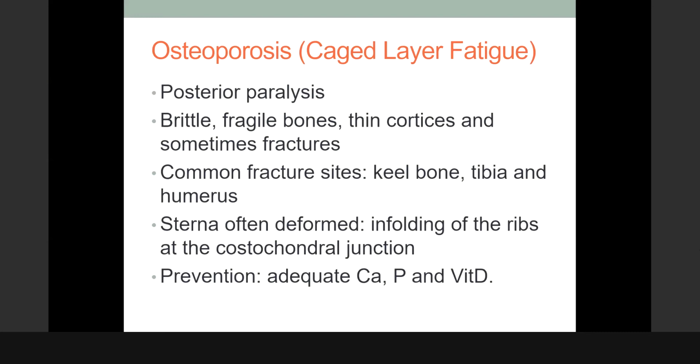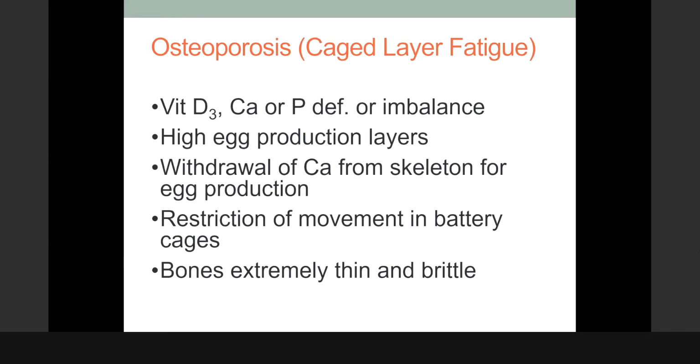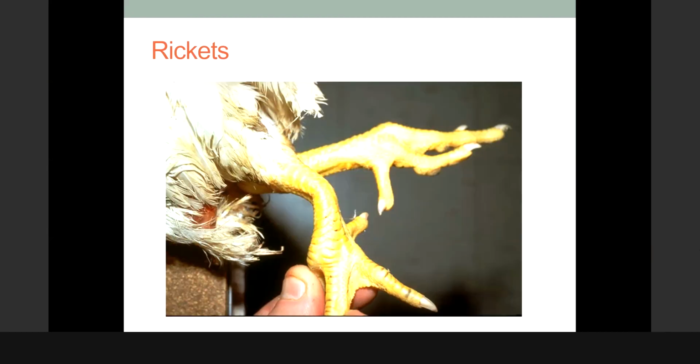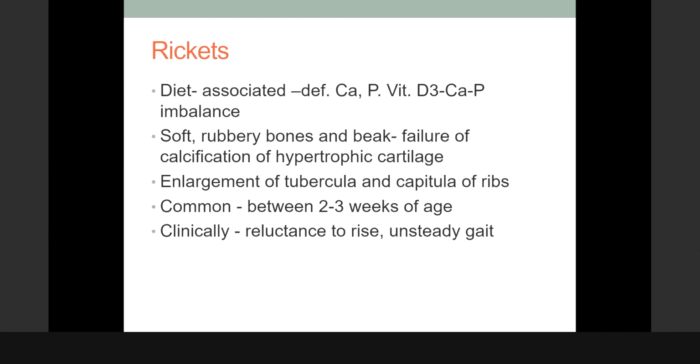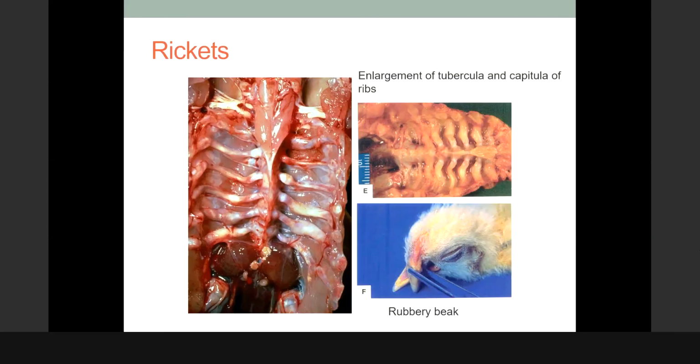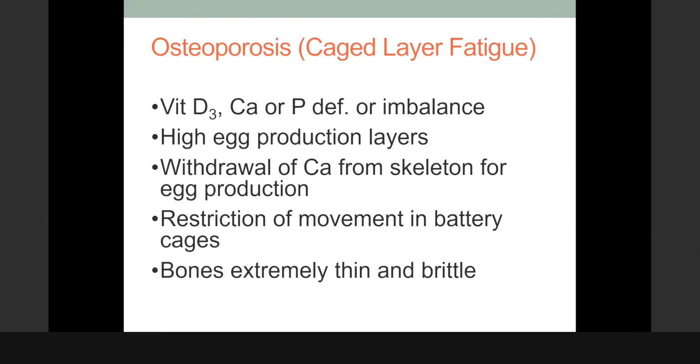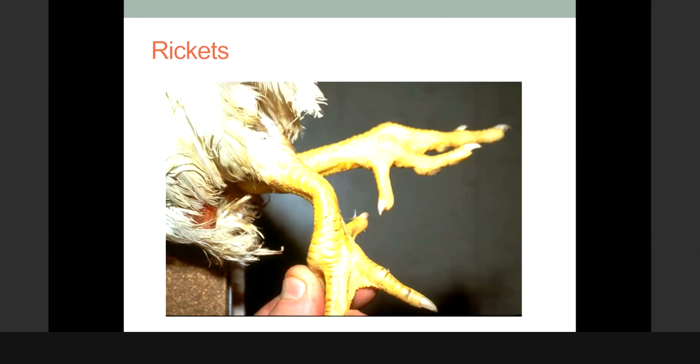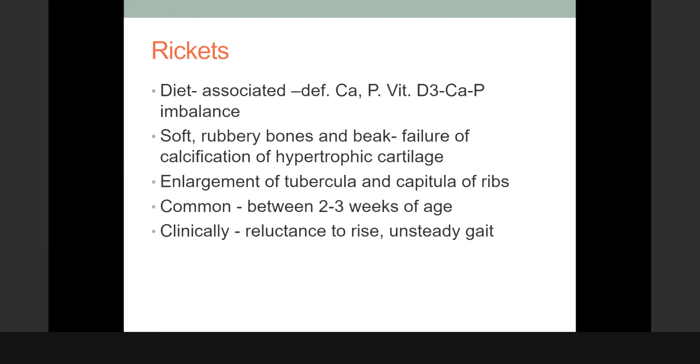Prevention is adequate calcium, phosphorus, and vitamin D. So let me ask you, both of these, osteoporosis and rickets, are the same issue, calcium and phosphorus deficiency. But why is this one causing rickets and this one causing osteoporosis? What's the difference? The difference is that rickets is a developmental issue. So basically, it usually happens in birds that are young. They do not receive enough calcium to develop the bone.